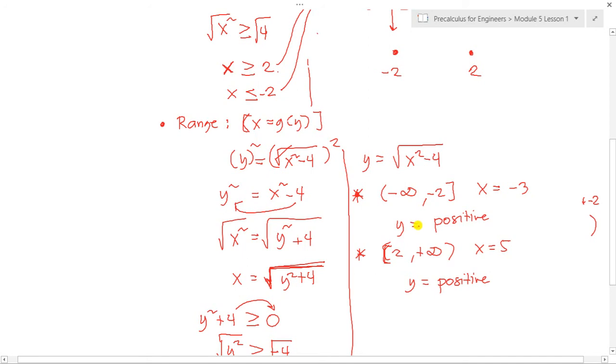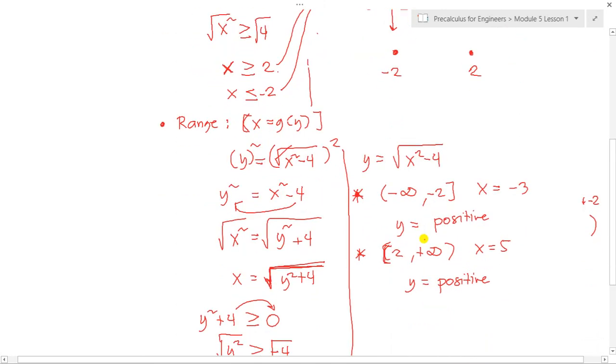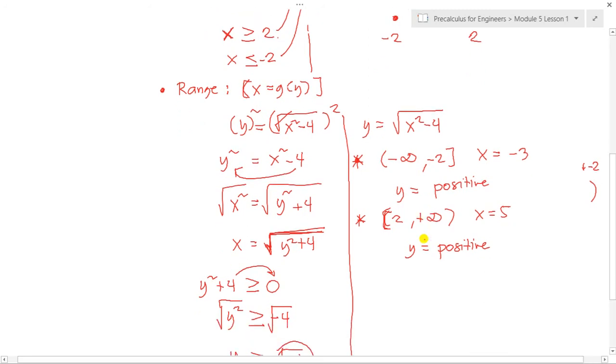All positive lang, no? Do you think makakuha tag 0? Sige daw, makakuha ba tag 0 sa y? Unsa may value sa atong x para mag 0 si y? Oh, mag 0 si y. Okay, so therefore, atong y mag-start sa 0. Di ba?